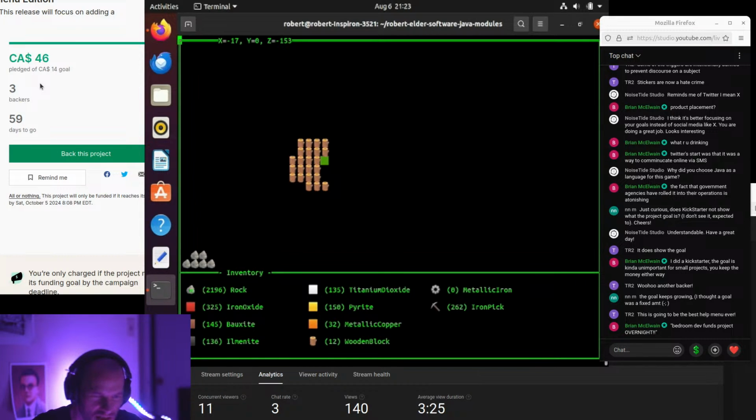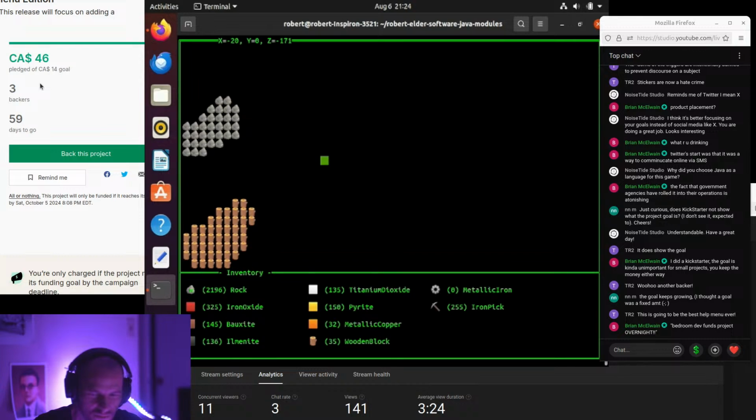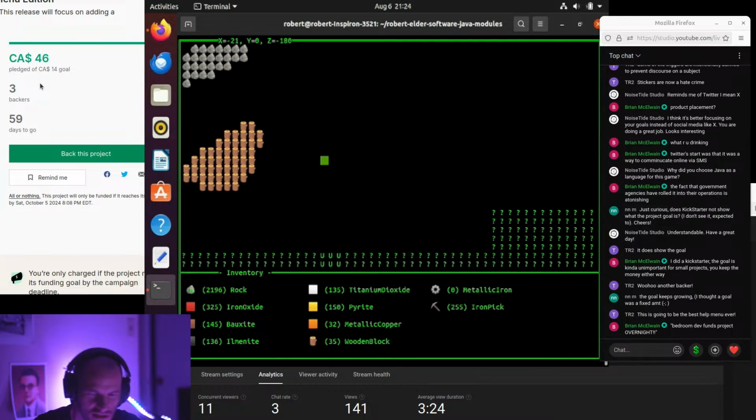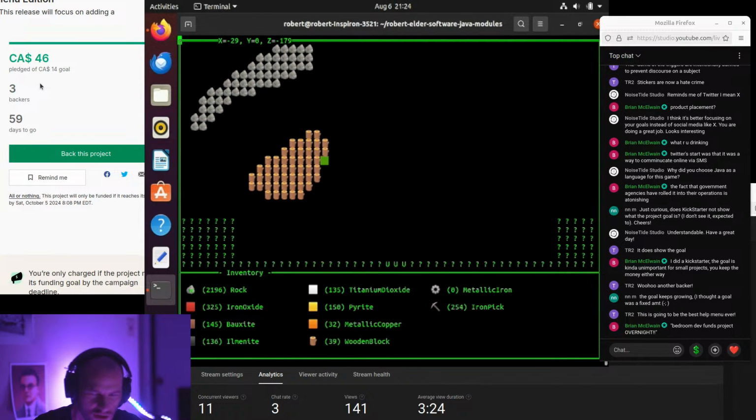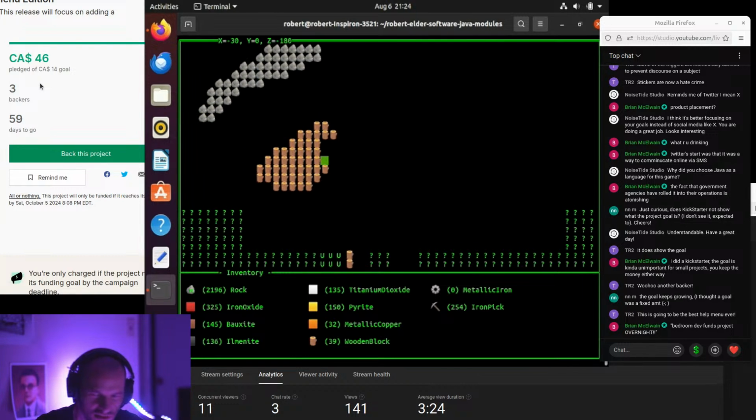It's going to be the best help menu ever. Yeah, it is. It's going to be a very high quality help menu. Bedroom dev funds project overnight. Yeah, if you set your goal for a very small success, then you can lead with that, and I can publish some news articles saying, look how many 1,000% my project was funded.